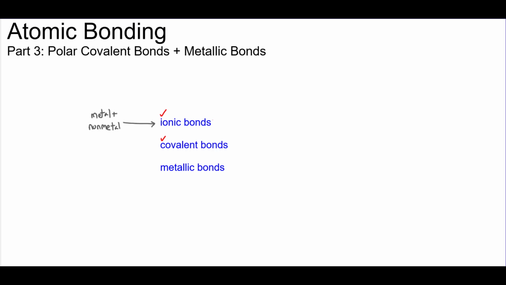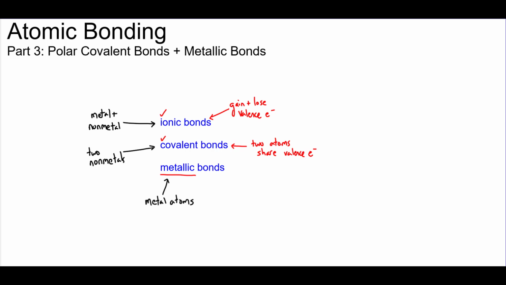So we know that ionic bonds are between a metal and a non-metal ion, and covalent bonds are formed between two nonmetals. And ionic bonds involve the total gain and loss of valence electrons, but covalent bonds involve sharing those valence electrons. Now the last kind of bond we're going to learn about today is the metallic bond, and that's a bond between metal atoms.